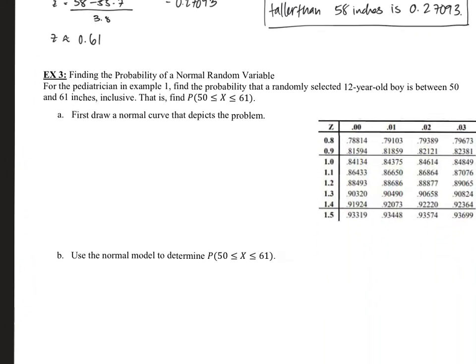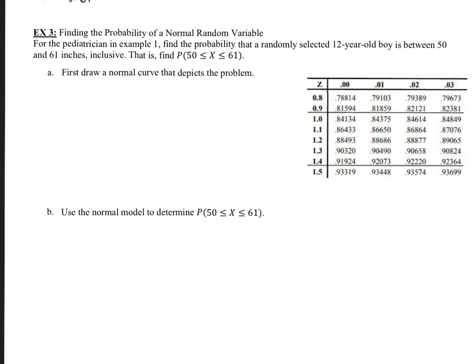All right, so example 3, finding the probability of a normal random variable. For the pediatrician in example 1, find the probability that a randomly selected 10-year-old boy is between 50 and 61 inches inclusive. That is, find the probability of x being in between 50 and 61. So what are we looking for here? Drawing a picture first off. It's always good to get a visual.